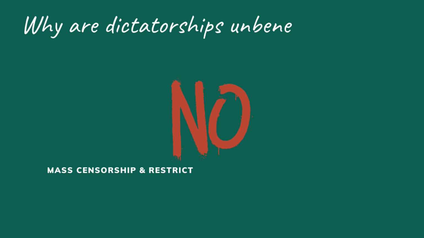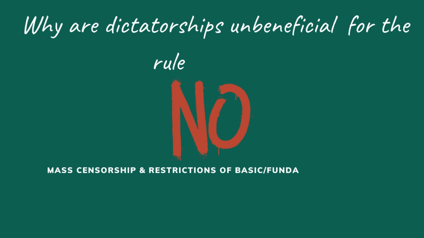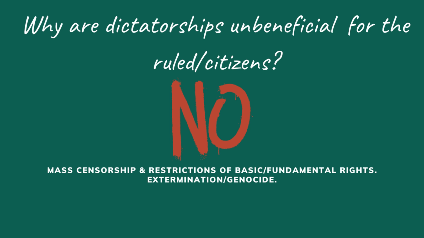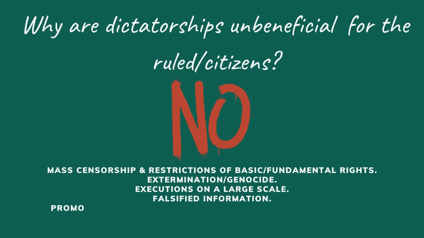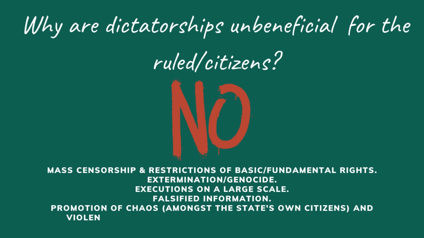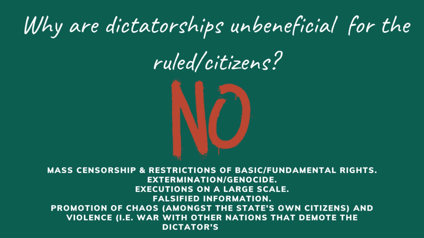Now, why are dictatorships unbeneficial for the ruled or the citizens? As previously mentioned, dictatorships censor information and restrict fundamental rights. They also exterminate certain groups of people to make their population pure. Most information is false as well. They promote following their cause and becoming their followers, which strips one of their individuality and leads them to become extremists. In most cases, the government incarcerates the unloyal.